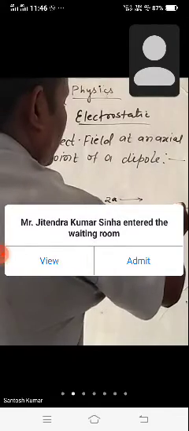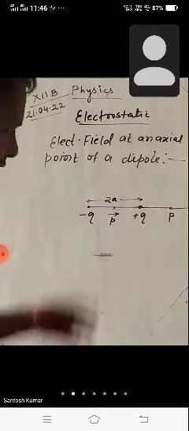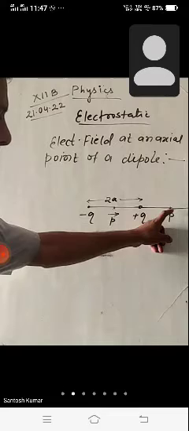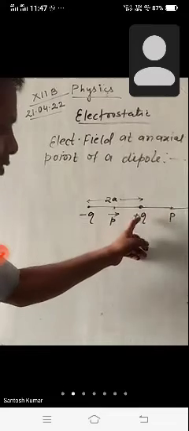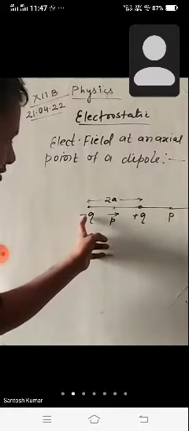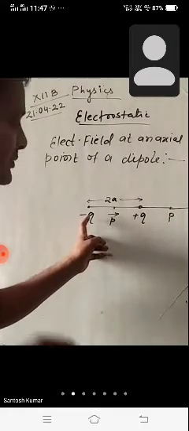We will mention it. So you have to find the electric field at this point. What will be the effect of the electric field due to this charge plus Q, and again you have to find the electric field due to this charge minus Q, and after that what will be the total electric field at that particular point, which is an axial point of this dipole.